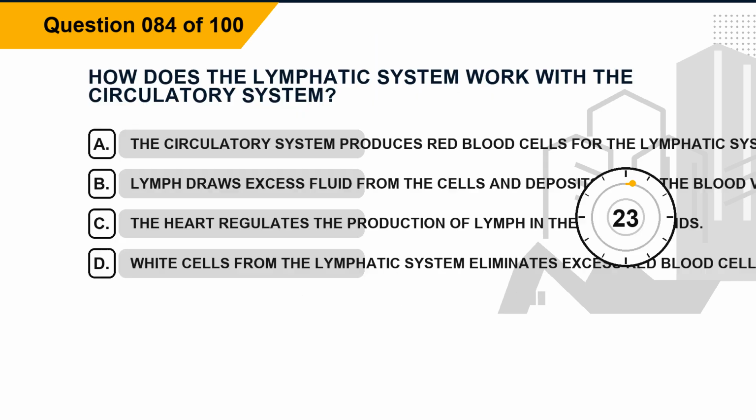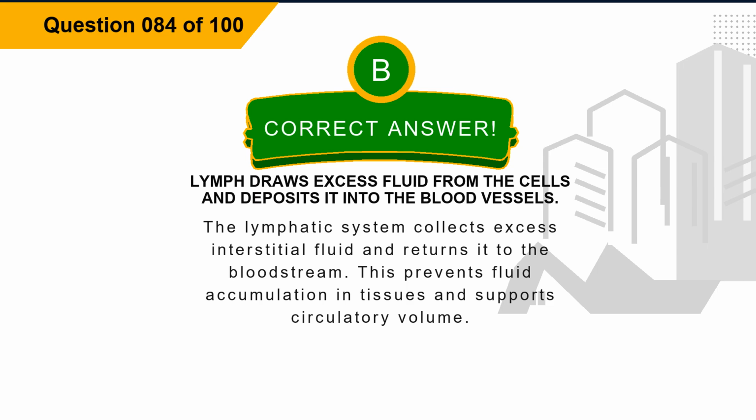Question 84. How does the lymphatic system work with the circulatory system? Option A, the circulatory system produces red blood cells for the lymphatic system. Option B, lymph draws excess fluid from the cells and deposits it into the blood vessels. Option C, the heart regulates the production of lymph in the lymph glands. Option D, white cells from the lymphatic system eliminates excess red blood cells. The correct answer is option B, lymph draws excess fluid from the cells and deposits it into the blood vessels. Explanation: the lymphatic system collects excess interstitial fluid and returns it to the bloodstream. This prevents fluid accumulation in tissues and supports circulatory volume.